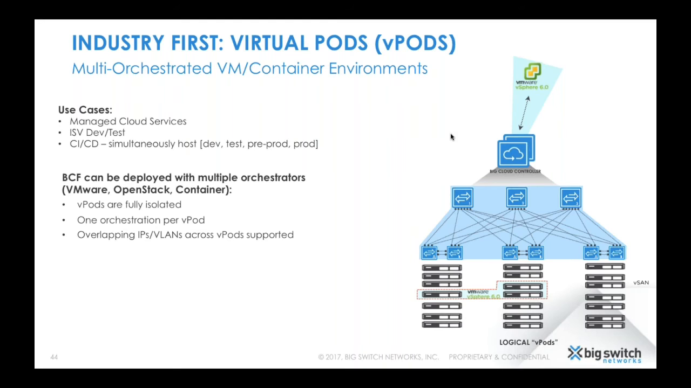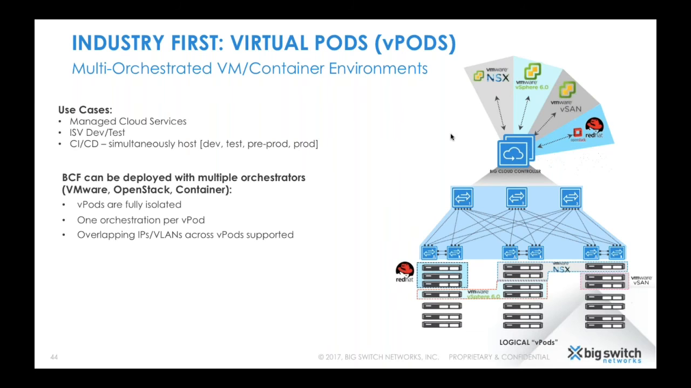You've all seen networks provide multi-tenancy, but can a network provide multi-tenancy across multiple orchestrators in an isolated manner? And that's what Big Cloud Fabric provides as part of the virtual pod capability. You can take a physical pod network and carve it out into multiple virtual pods and deploy a variety of orchestrators. So here, for example, you can have VMware, NSX, vSAN as different vPods. Alongside it, OpenStack workloads can reside and be automated through OpenStack orchestrators, Red Hat or Mirantis, and similarly containers.